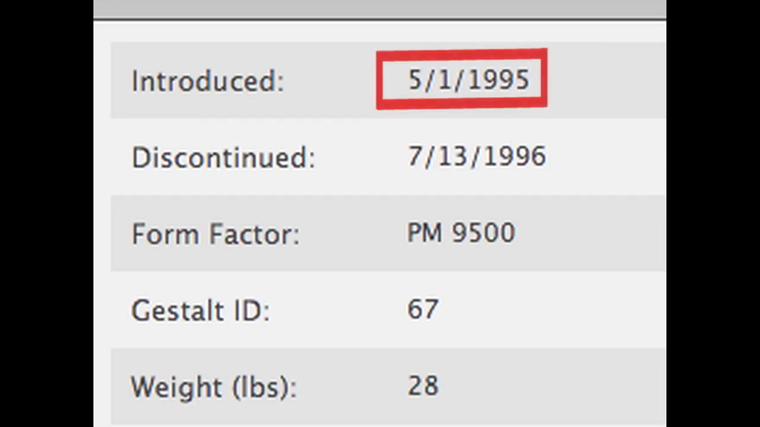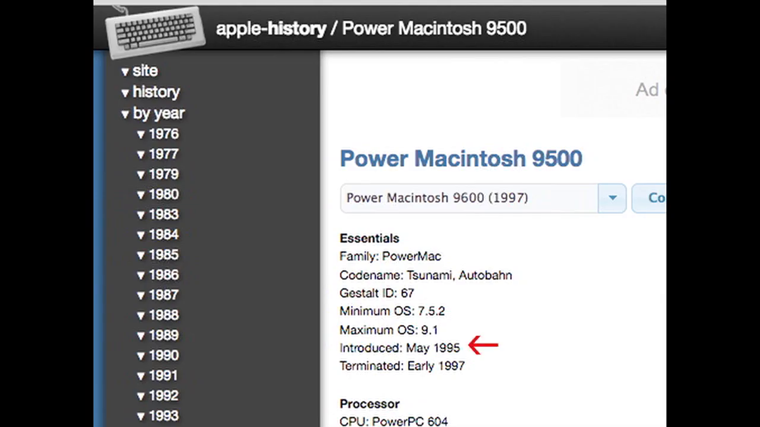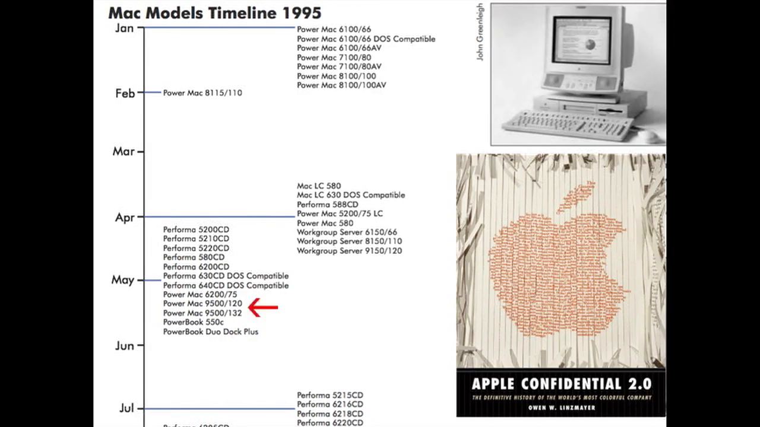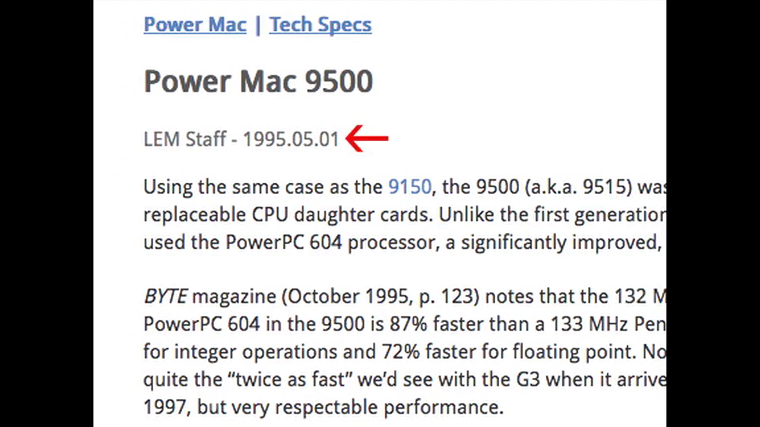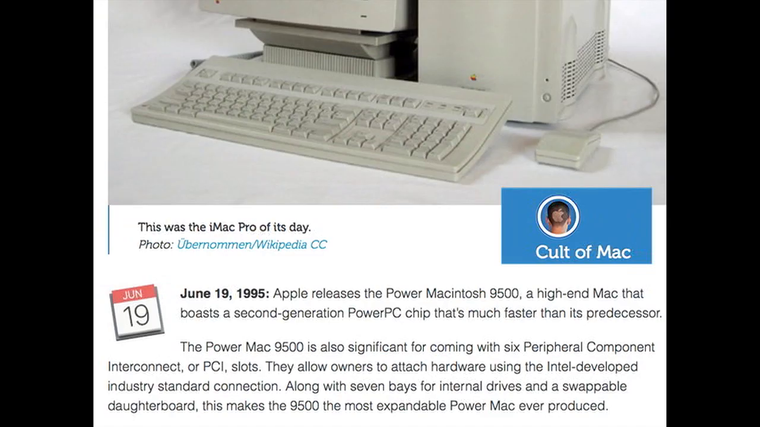And that spread everywhere. Wikipedia, AppleHistory.com, the book Apple Confidential 2.0, Low-End Mac. Wait, using the same case as the 9150? 9150? No, it did not. Hey, at least Cult of Mac got it right. They go on to talk about the 6 PCI slots and 7 expansion bays. 7?